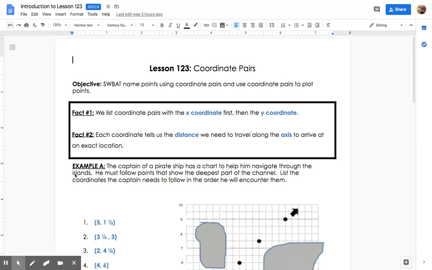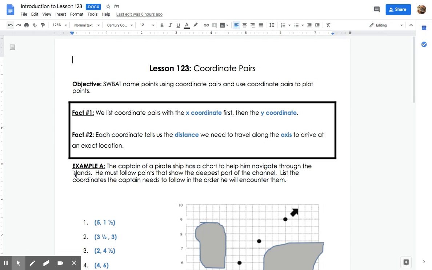So this is a continuation of yesterday's lesson when we started talking about coordinate systems where you have an x-axis and a y-axis, and you use both of those number lines together to help mark specific locations on a grid. So today we're going to be able to name points using coordinate pairs and use coordinate pairs to plot points.